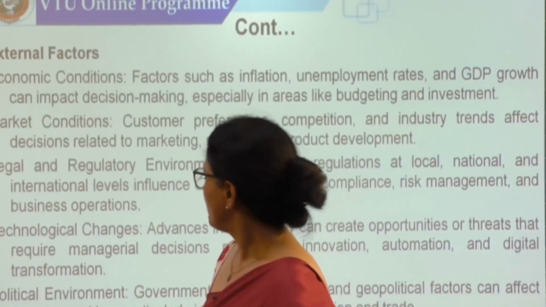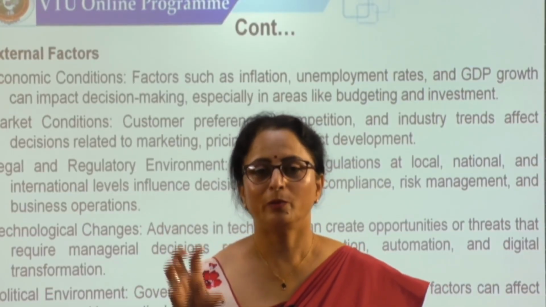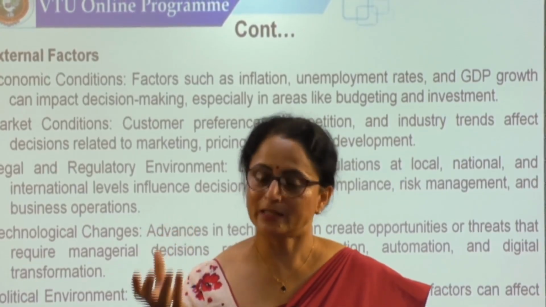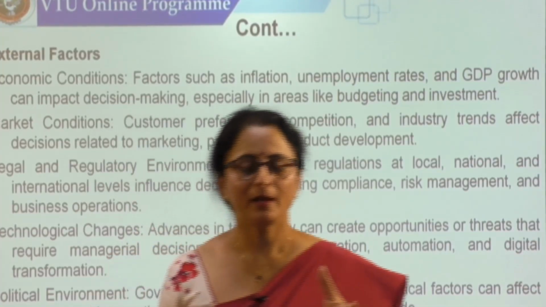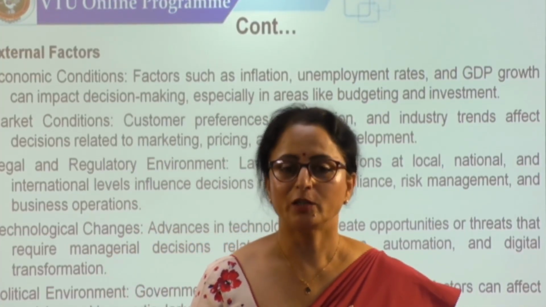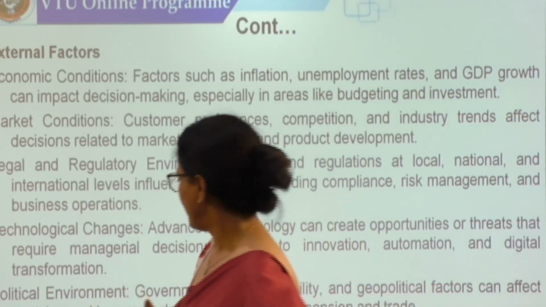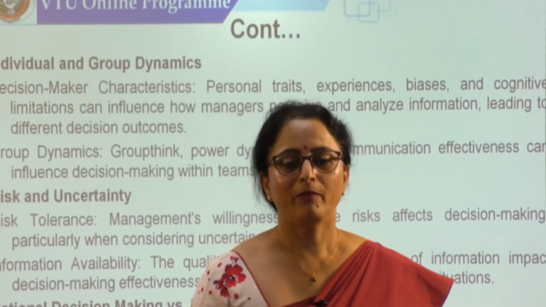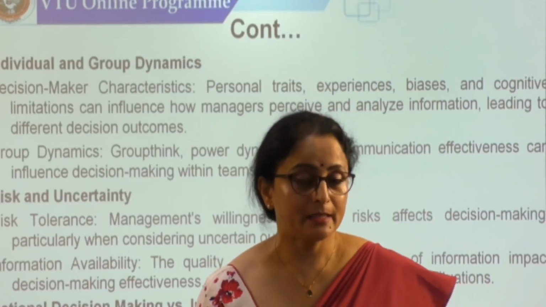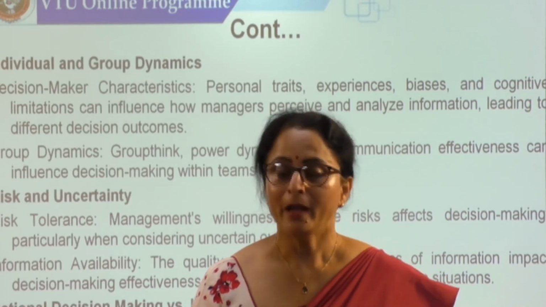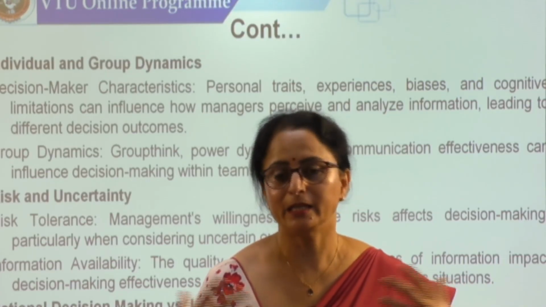So, we have seen in decision making, a manager has to look into various internal factors as well as the external factors. When it comes to internal factors, we have seen various elements, and in the external factors the manager has to take into consideration the economic conditions, the market, the legal, the political, the technological factors into cognizance. Then we also had some idea about individual and group dynamics. Risk and uncertainty can also influence decision making, and we did understand about the rational decision making versus the intuitive decision making.